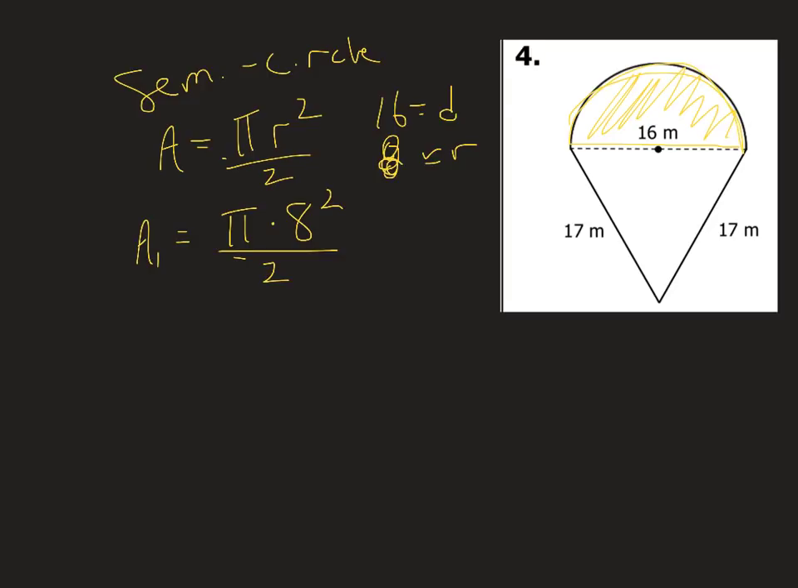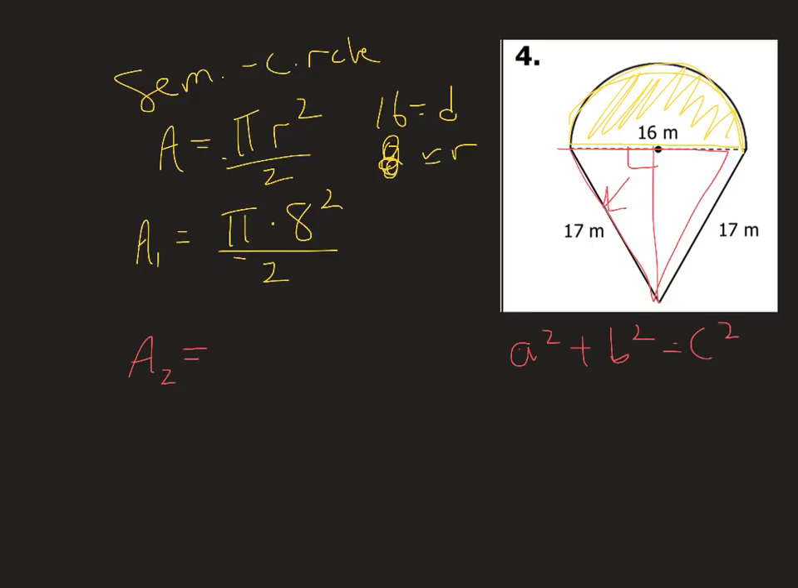That's going to be our area sub 1. Down at the bottom, our area sub 2, this looks like a triangle. Now what's the problem? No height. We're going to have to figure that out using the Pythag theorem. A squared plus b squared equals c squared.